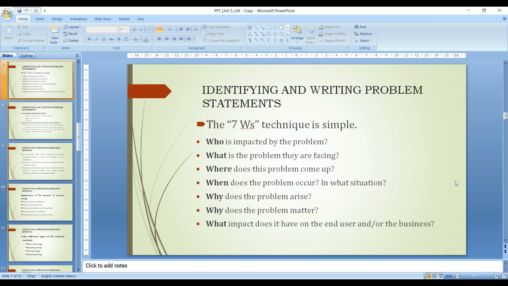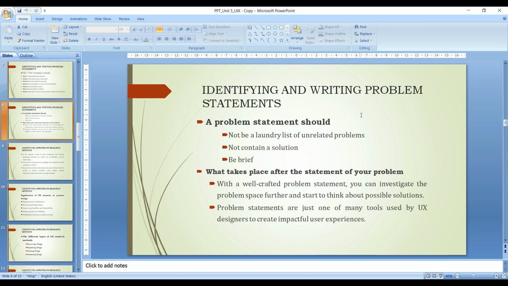For all these 7 questions, the W's questions, if we get the answers, we can develop a design very easily. So this is the primary concept about identifying and writing the problem statements. And next is how a problem statement should look. It should not be a laundry list of unrelated problems. Generally we should not cover any unrelated problems.